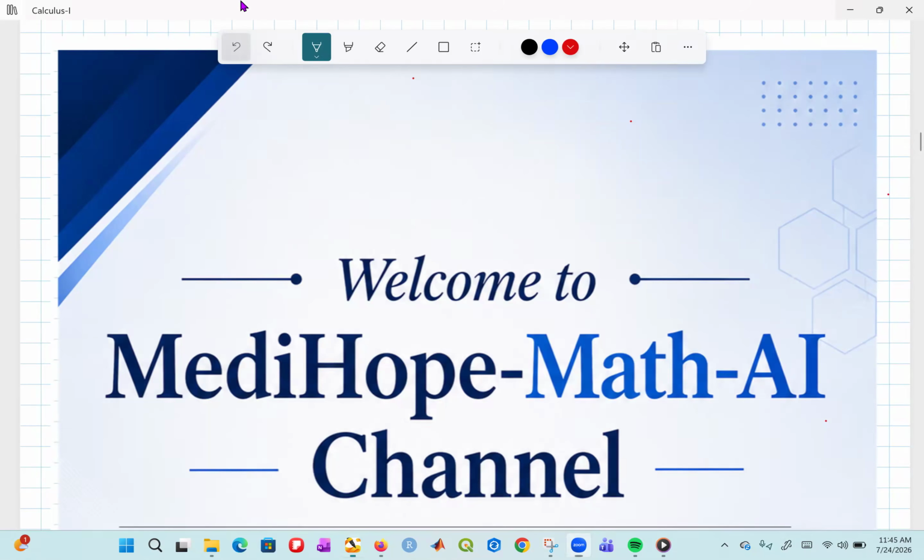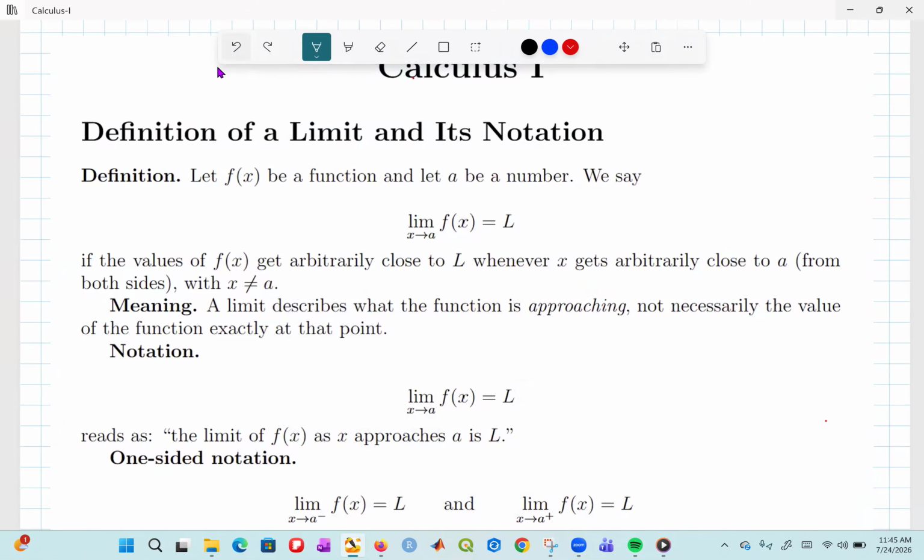So first, why do we need limits, and how do we find them? When we say limit, the concept of a limit is one of the central ideas in calculus. Before studying derivatives and integrals, we must understand how a function behaves as the input approaches a particular value.